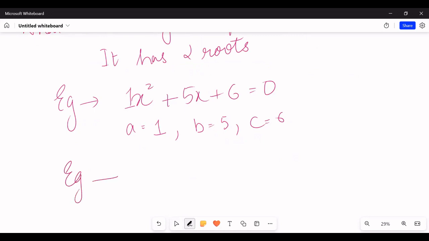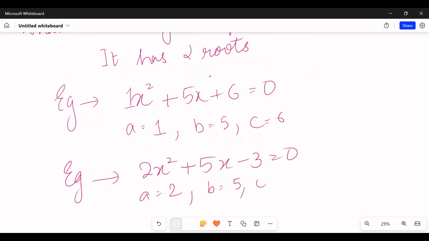Let's take one more example. 2x square plus 5x minus 3 equals 0. Here a equals 2, b equals 5, and c equals minus 3.